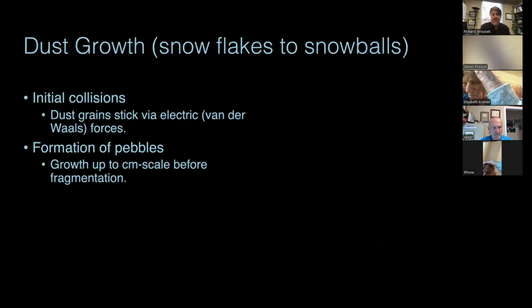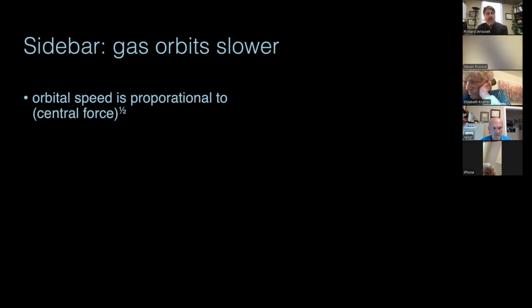Okay, now what happens to these snowflakes? Well, we've got to turn them into snowballs. Called the van der Waals force. Through collisions, they'll start to collide and stick together, and they'll go from very, very tiny grains up to centimeter-scale pebbles. All right?